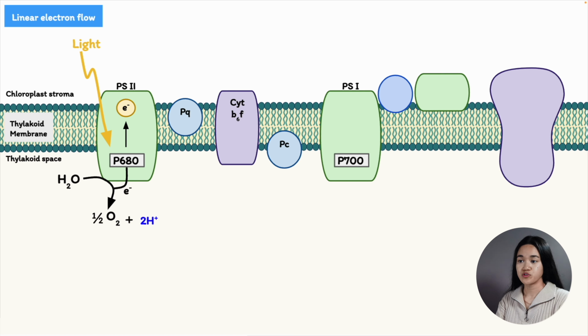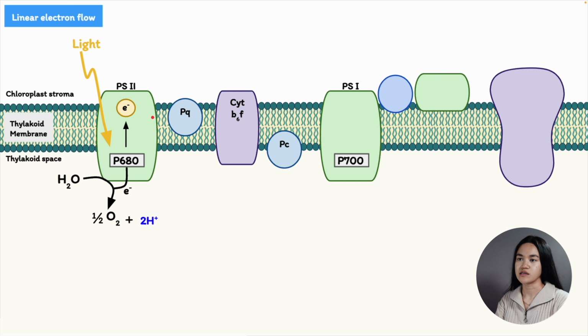And the protons we produce, where do they go? They're released into the thylakoid space, okay? And the oxygen atom joins with an oxygen atom generated by the splitting of another water molecule, and we produce O2, oxygen gas. Now, let's go back to the electron transport chain.